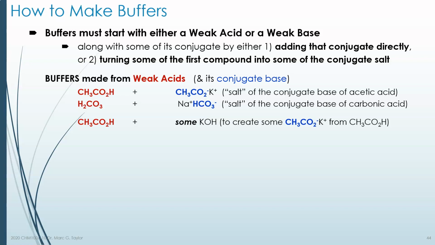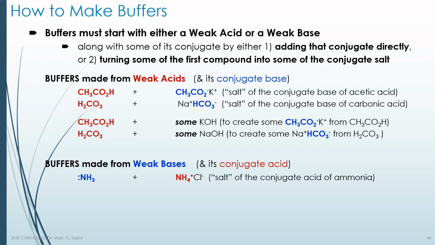So if we start with just the acetic acid, our weak acid, and we add a little bit of strong base like KOH, we can turn some of our acetic acid into acetate, in this case potassium acetate, because we started with potassium hydroxide. Likewise, we could start with carbonic acid and add a little bit of sodium hydroxide to turn some of the carbonic acid in red into bicarbonate in blue, and therefore you'll have a mix of both the weak acid and the weak base. And this is a perfectly reasonable way to make your buffer.